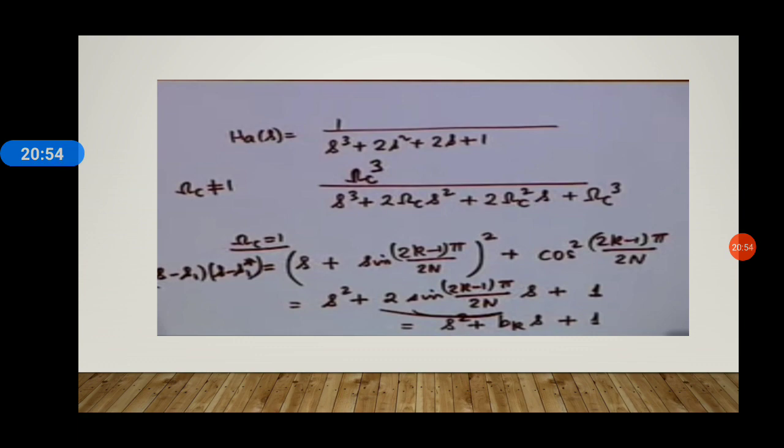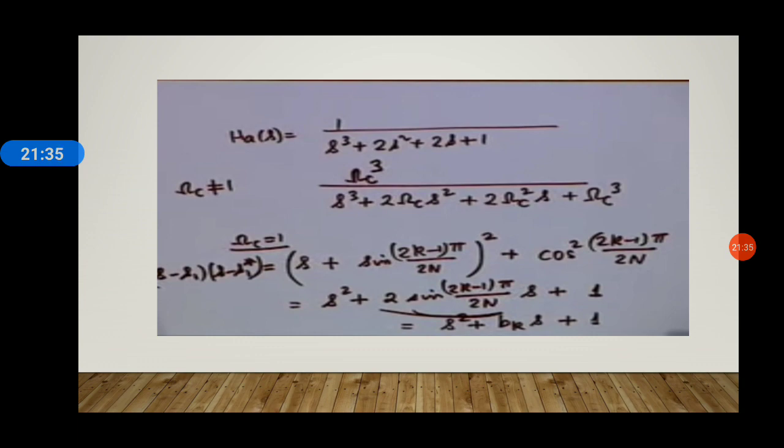So from now onwards, we don't have to find the poles separately. Once we know our n, we can directly find the denominator of the Butterworth filter. The denominator of the Butterworth filter is called the Butterworth polynomial when we take omega c is equal to 1. I'm again repeating, the denominator of H(s) is called the Butterworth polynomial when we take omega c is equal to 1.